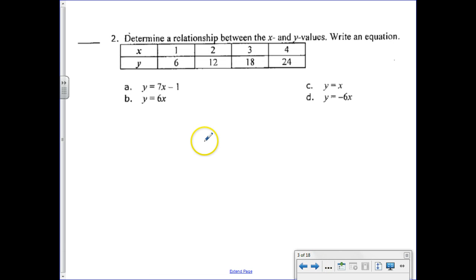Number 2. Look and see if you can determine a relationship algebraically between these x and y values. If you do not notice that this happens to be times 6 each time, you can always plug in the values for x and y and test them to see what works. I hope that you would realize that after you test the first point, 1, 6, if you plug in 1, you will get 6 here, but that doesn't work for all of the points. Your final answer should be B, even though y equals 7x minus 1 works for that particular ordered pair.